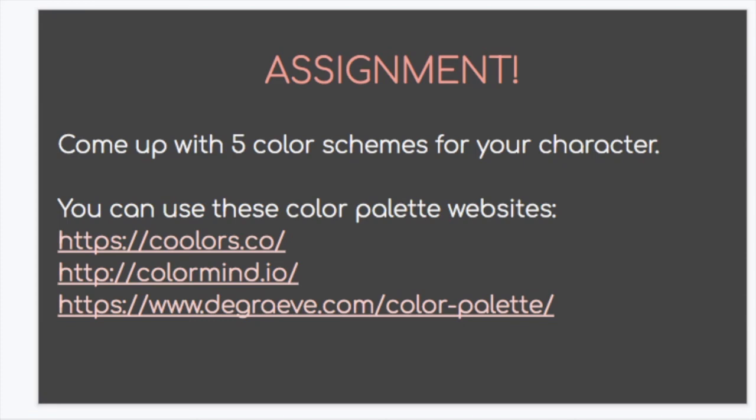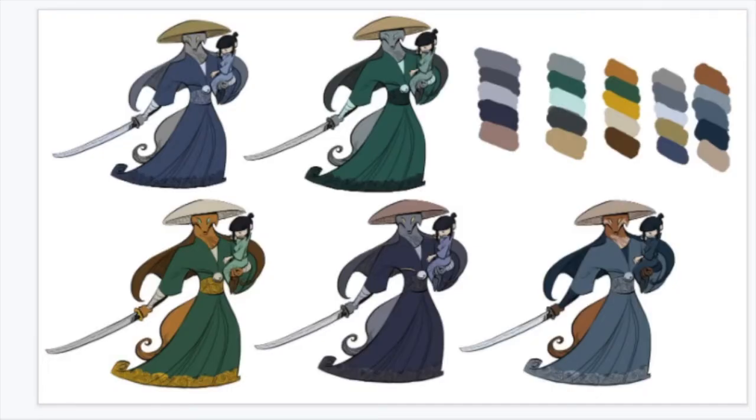Here are the color schemes that I came up with. As you can see, a lot of them are very similar because I knew I didn't want a super bright, flashy, flamboyant character, because my fox samurai, I feel, is more introverted and stoic, kind of the earth. So there are no pinks or purples or reds or anything like that. I stayed more in cool colors.